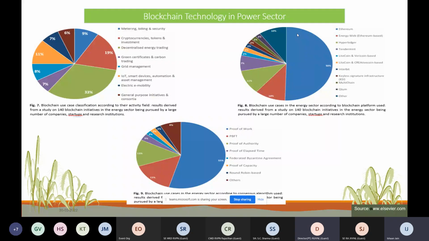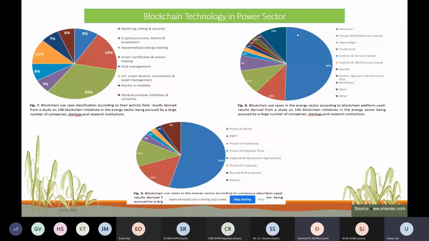Ethereum is largely used in this particular power sector. 50% means it will be a leader in coming years. And proof of work is capturing 55% of the pie chart. PBFT is also there, that is 15%. You can have more validation.